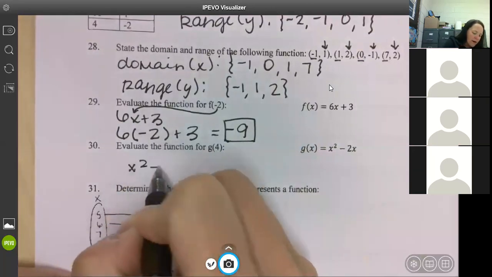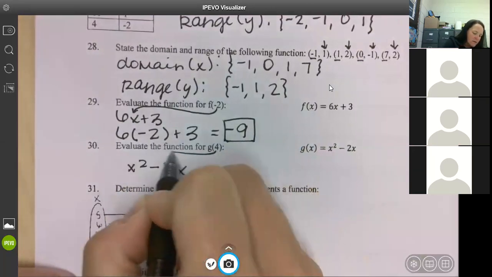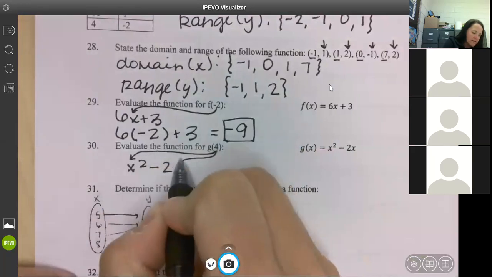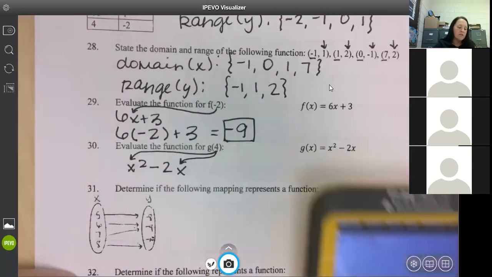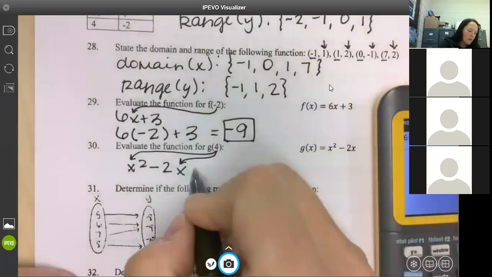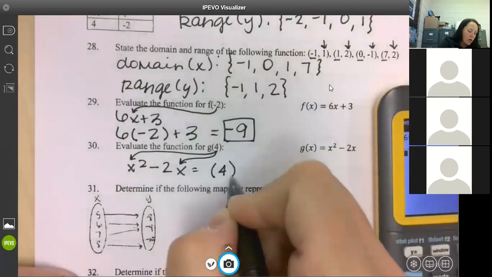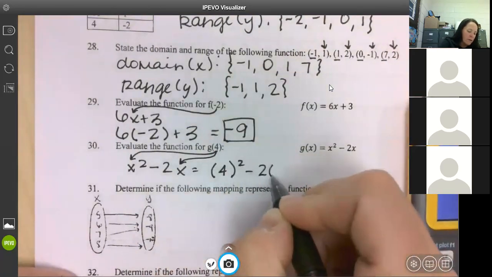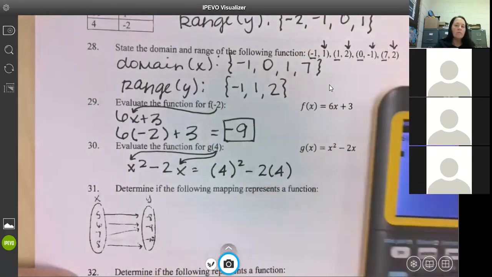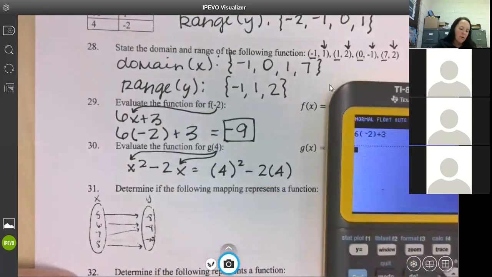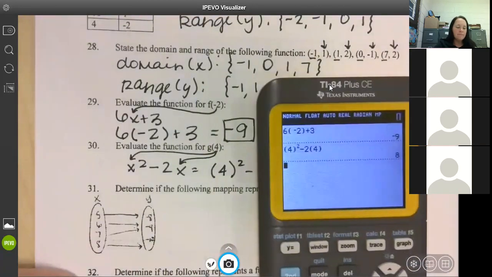We have x squared minus 2x. Plug in for both x's. Your test is going to look just like this. So we're going to have 4 squared minus 2 times 4. Put it into your calculator. 4, the square outside, just like that. I want you to put it in just like that. Minus 2 times 4. What do we get?